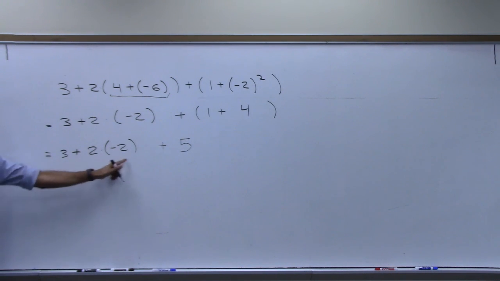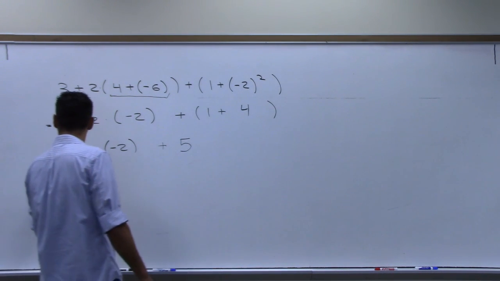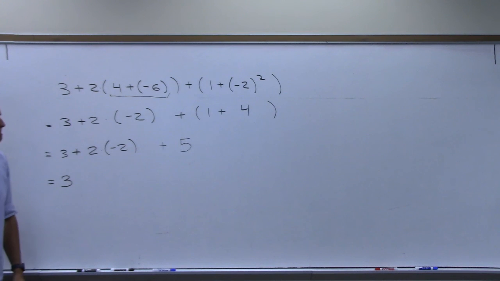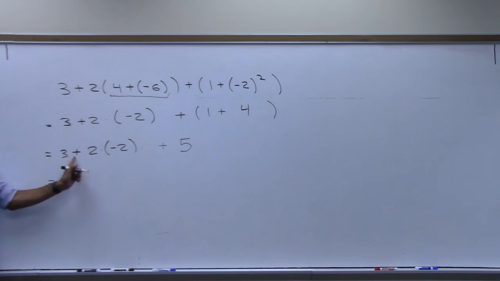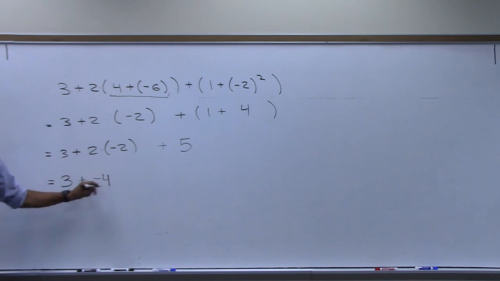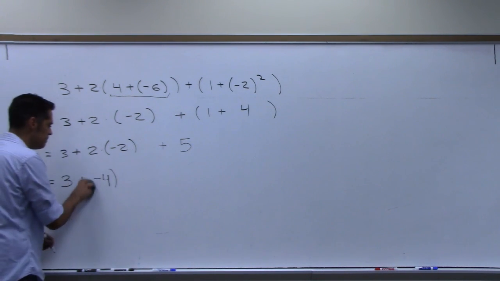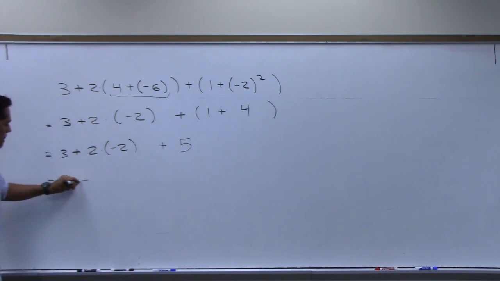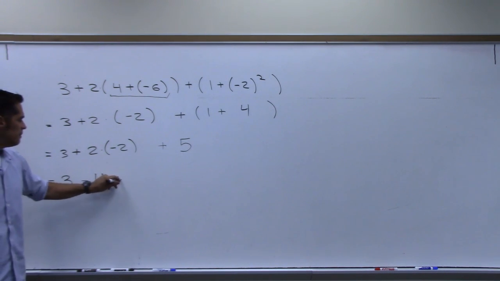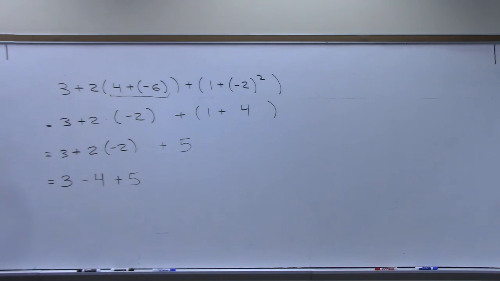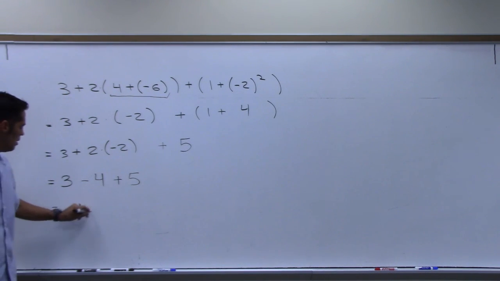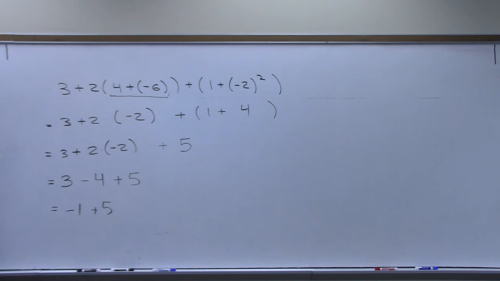What would be next? 2 times -2 would be here next, so 3 minus 4. You could put plus -4, right? I could put plus -4, but this is bad notation unless you put parentheses here. So it's better to just write -4 and then plus 5. And then from left to right, 3 minus 4 is -1, plus 5 is 4.